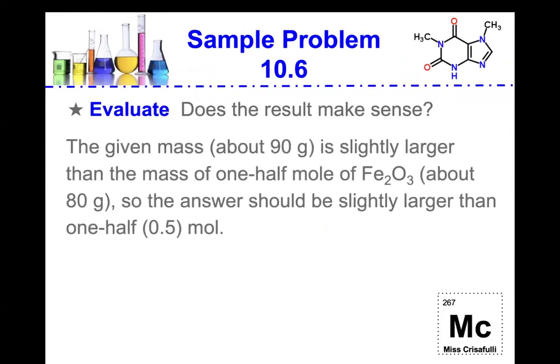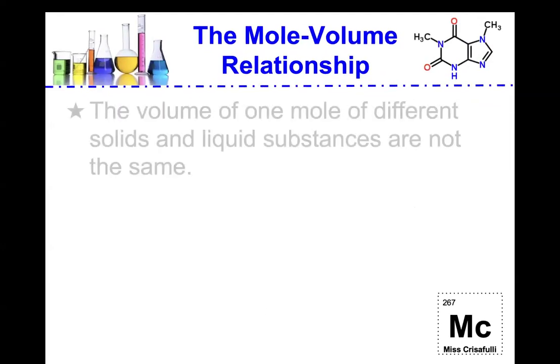Does the result make sense? The given mass is about 90. It's slightly larger than the mass of 1/2 mole of iron oxide, about 80. So the answer should be slightly larger than 1/2, about 0.5 moles. So that does make sense.